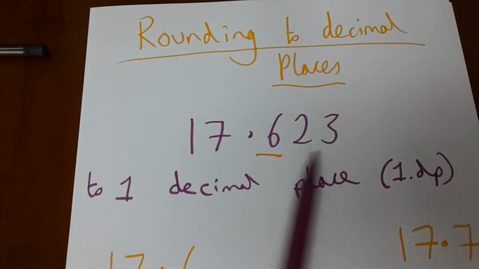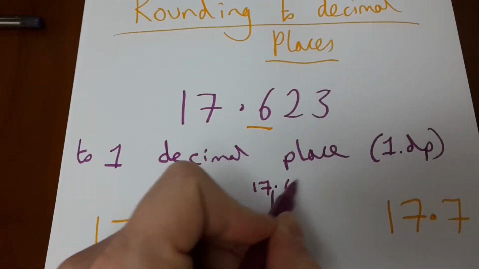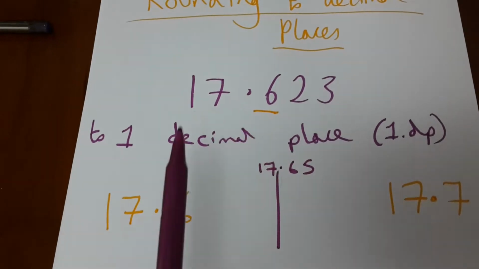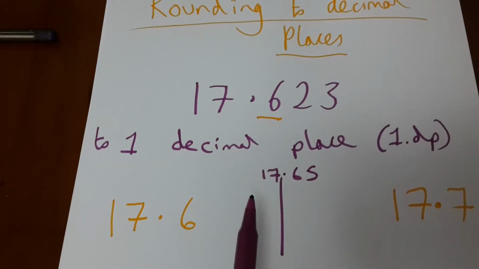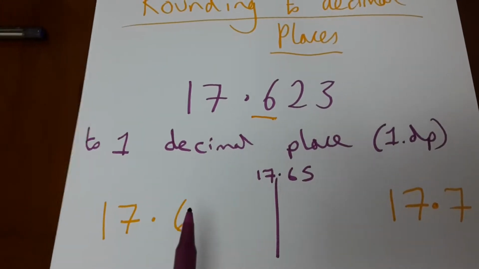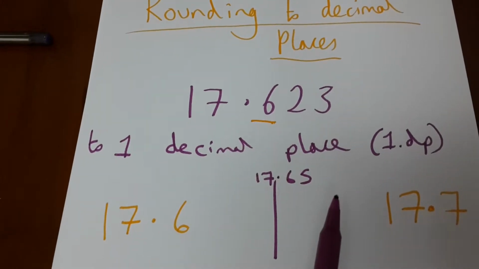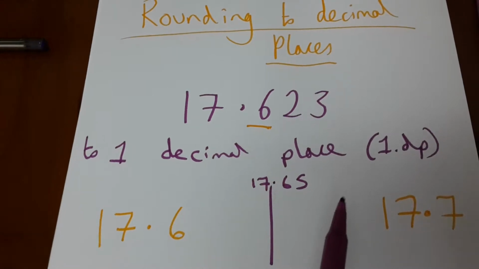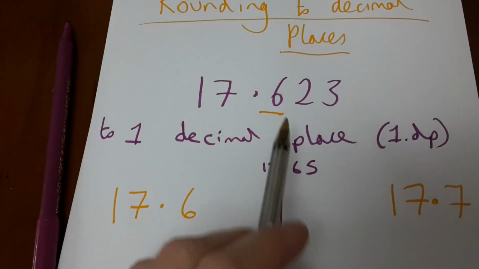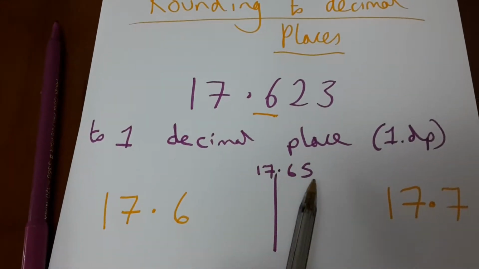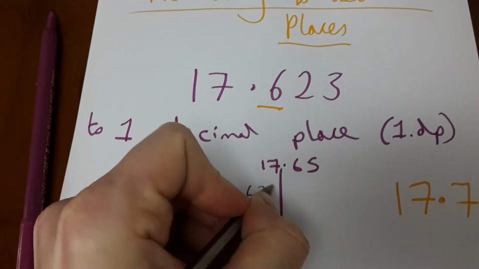Then, to see which number this one's closest to, I could find the midpoint, which is 17.65. I'm going to compare where 17.623 sits. If it sits closer to 17.6, then 17.6 is the most representative number. Or, if it sits closer to 17.7, then that's the most representative number. So let's see. 17, now my midpoint is essentially 65, but I've got 62. So I know that my number is actually going to sit this side.